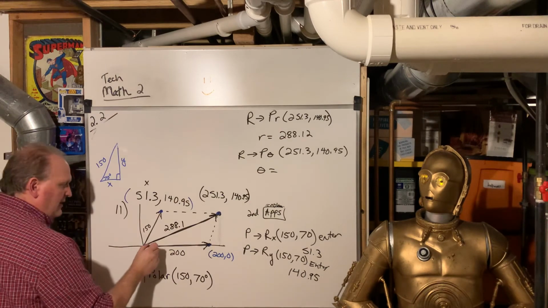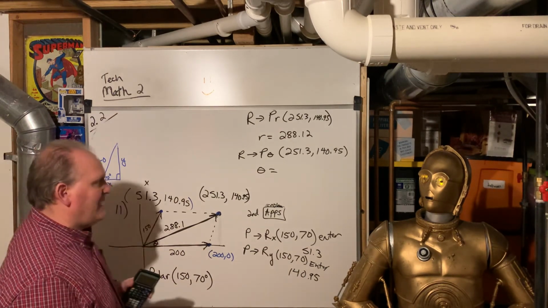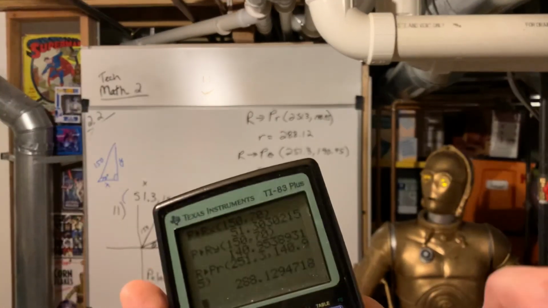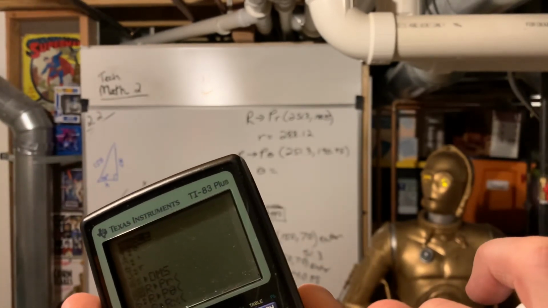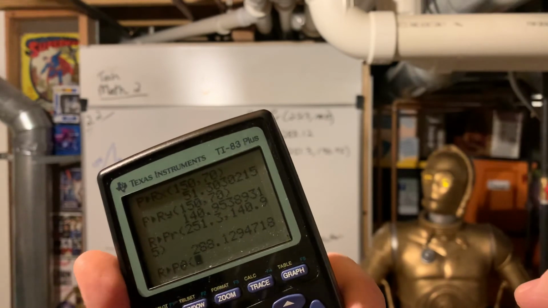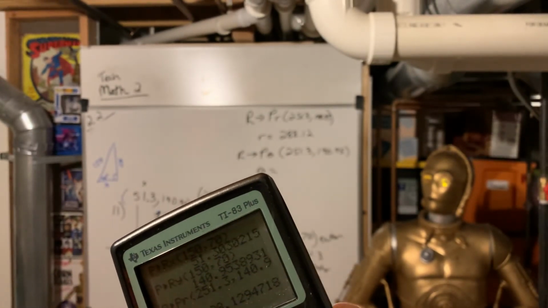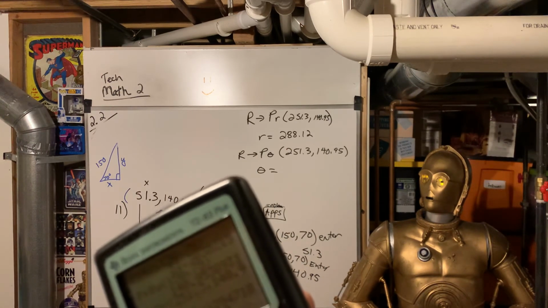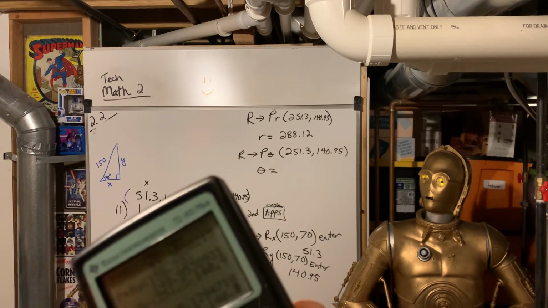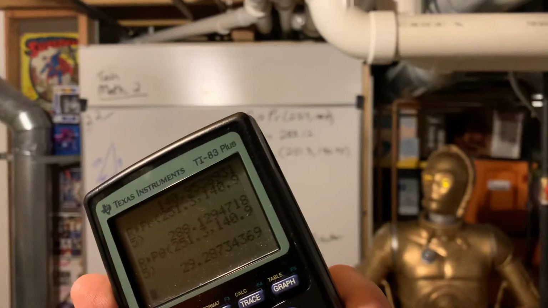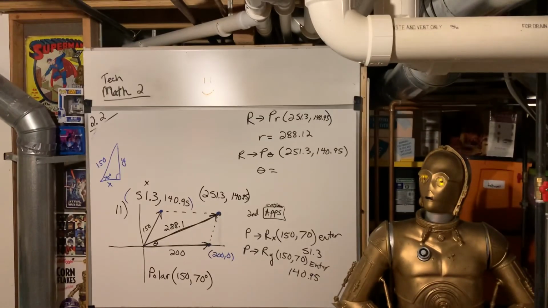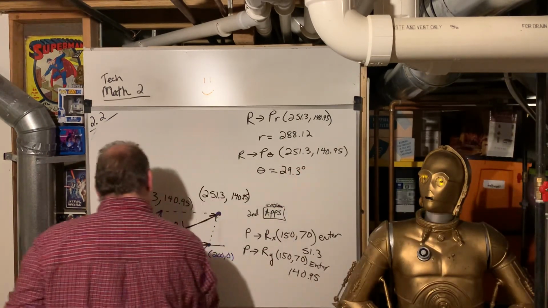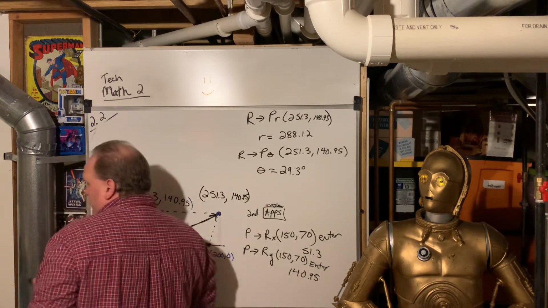That makes sense. And now this angle we know is going to be less than 70, because the original one was 70, and this one is inside of it. So we're going to do angle and go down to rectangular to polar theta, 251.3 comma 140.95. And then enter. 29.2. So we'll call it 29.3 degrees. And that's polar and rectangular.